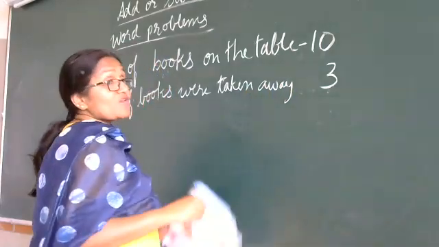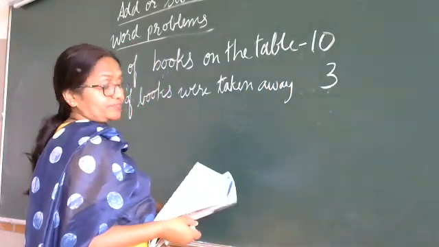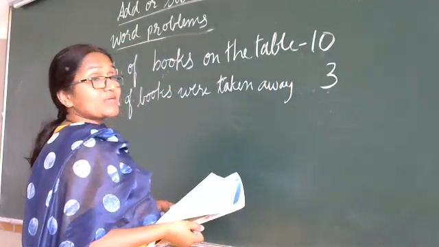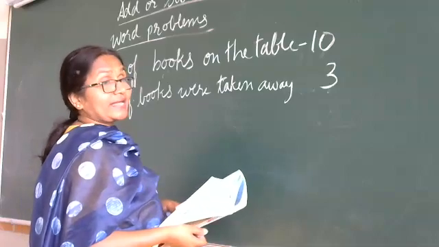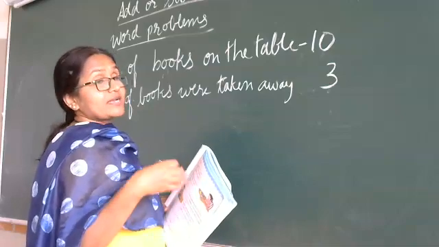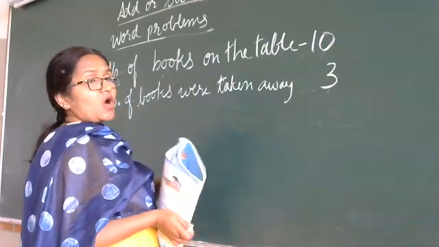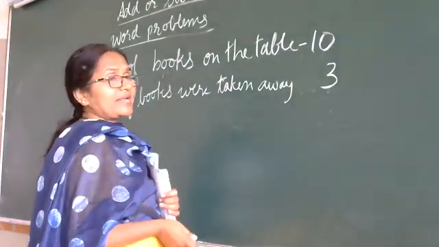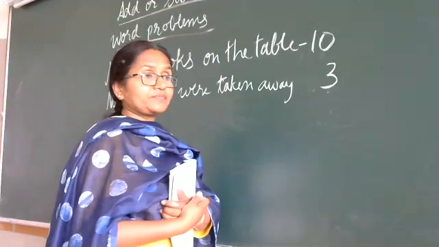So now, which sign will you put? How many books are left on the table now? Left, less. So what sum is it? Addition or subtraction?